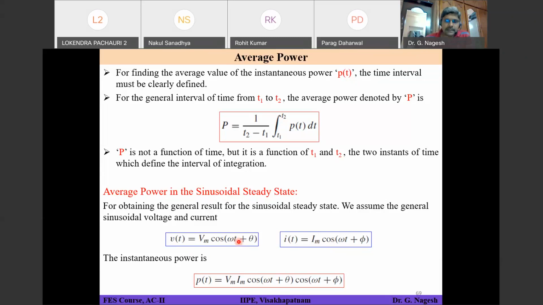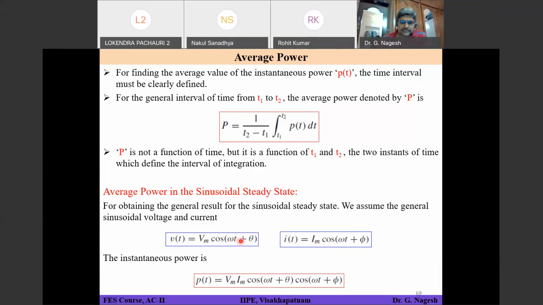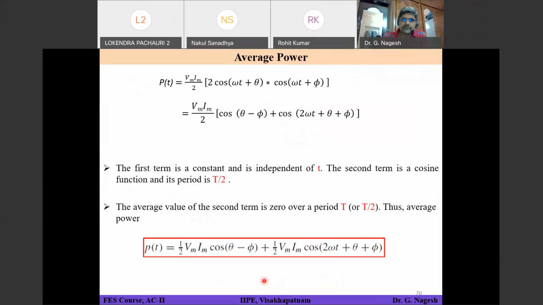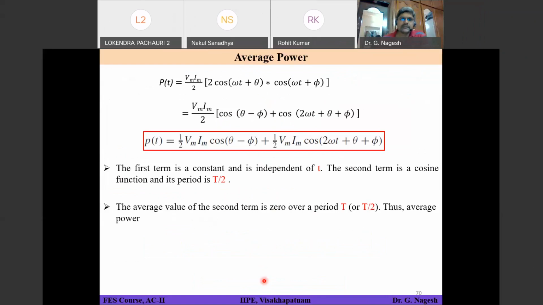When you calculate the power, it is given by this expression. Then if you solve it, we are seeing that the power p of t, the instantaneous power itself, has two terms. One term is a constant value, another term is a function of time. Do you have any doubt?